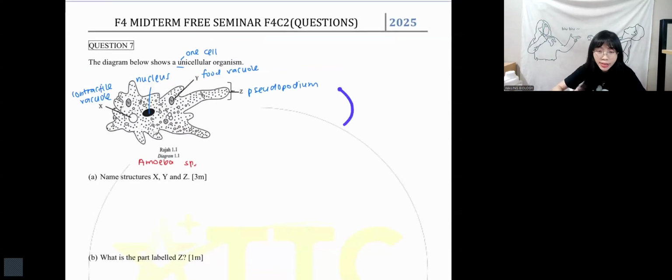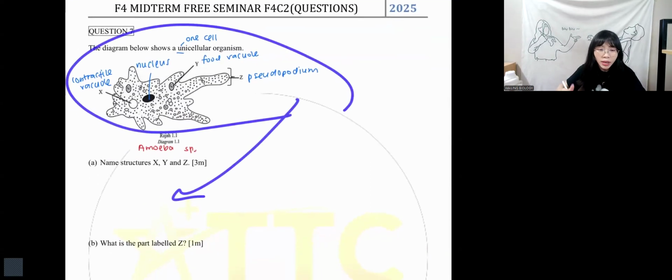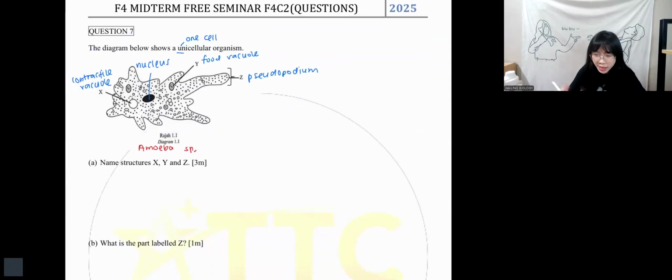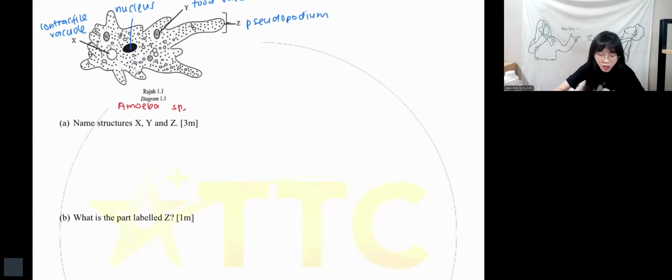Remember in the exam, don't label in the diagram. I'm going to label here. What is label Z? Because we have labeled Z, I forgot to change the question. It's supposed to be, what is the function of the part labeled Z?